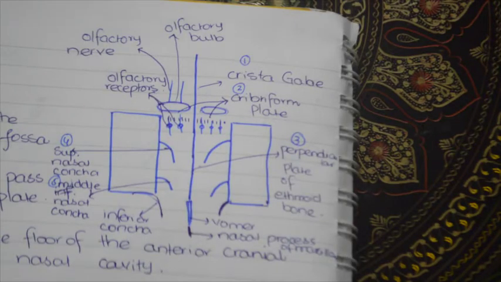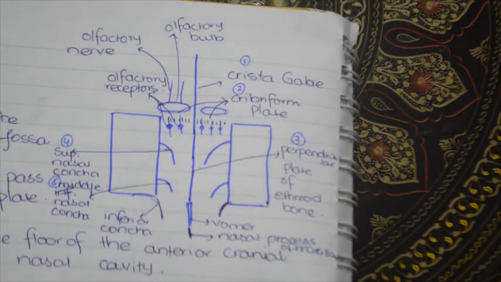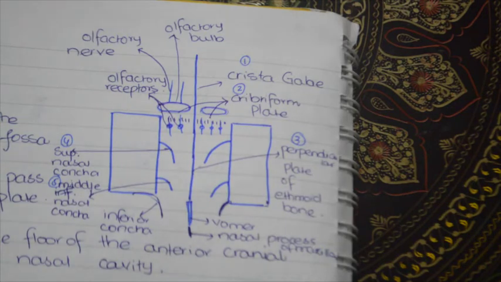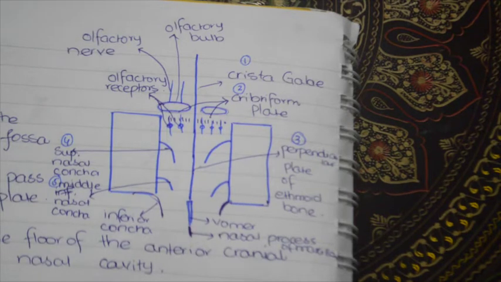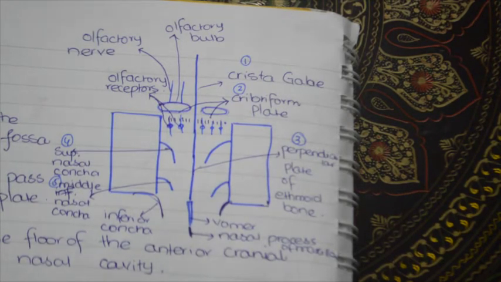Okay, so now as you can see it clearly, the olfactory receptors, which are the marked ones, make the floor of the anterior cranial fossa and roof of the nasal cavity, and the olfactory receptors are present in the roof of the nasal cavity. Olfactory receptors make up the olfactory membrane at the inferior surface of the cribriform plate. If somebody asks you what the olfactory membrane is, it is made up of the olfactory receptors, and it is at the inferior surface of the cribriform plate.